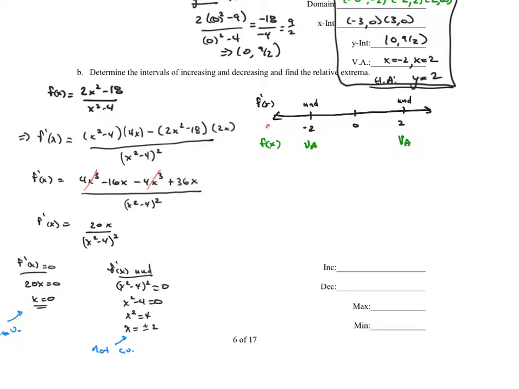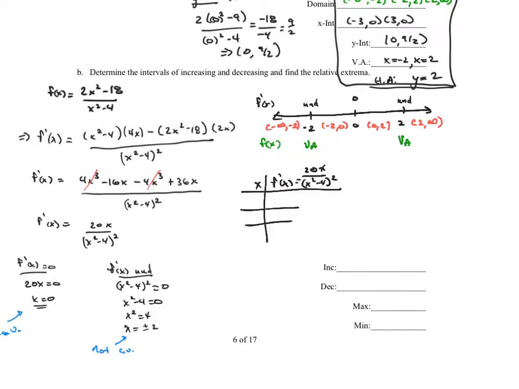I look at my first interval, which is going to be -infinity to -2. My second interval, -2 to 0. Third interval is going to be 0 to 2. And my last interval is going to be 2 to infinity. I also know at the point 0, my derivative is 0. What do I do with this? I now need my sign chart. I need to plug it into the derivative. Again, the derivative being 20x all over x squared minus 4 quantity squared.